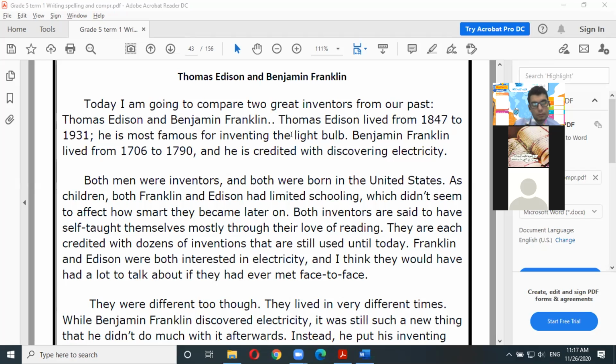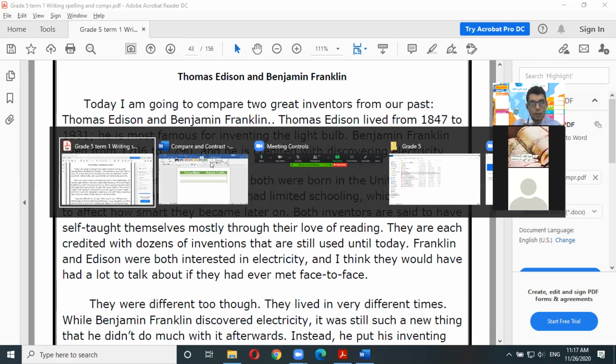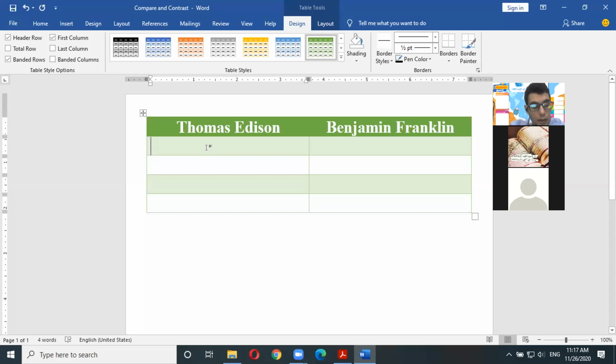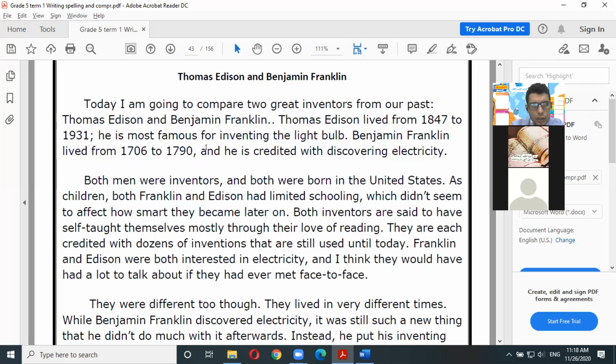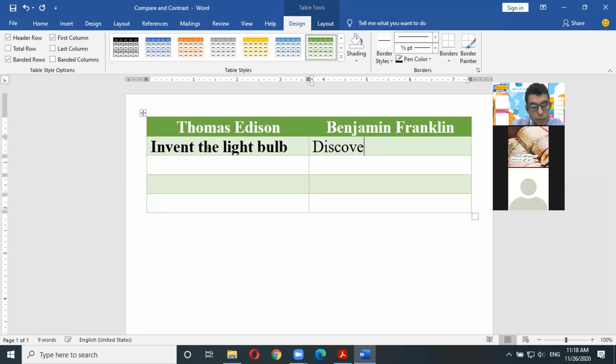Thomas Edison, the famous thing that he did is the light bulb. But Benjamin Franklin, the famous thing that he did is discovering electricity. Very good. So Thomas Edison did what? Invented the light bulb. Very good. And Benjamin Franklin, what did he do? Benjamin Franklin invented electricity. No, discovered electricity. Compare. There is no comparing.